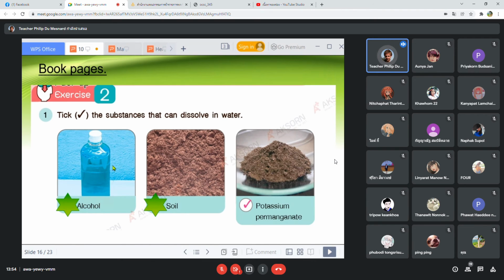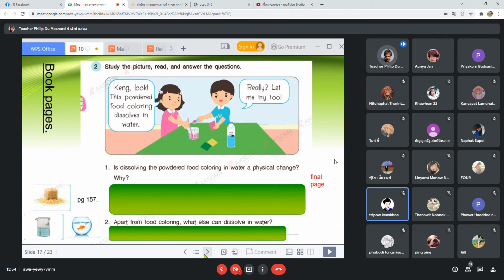Okay, so alcohol, yes or no? Yes. Sand, yes or no? No. Good job. And this one is a special kind of salt. Actually, it can dissolve in water. Okay, this is the last page.